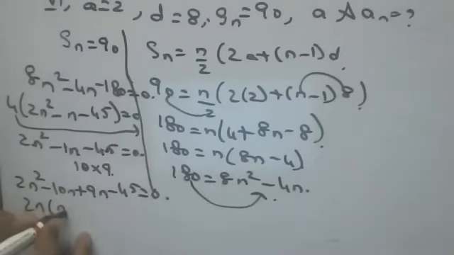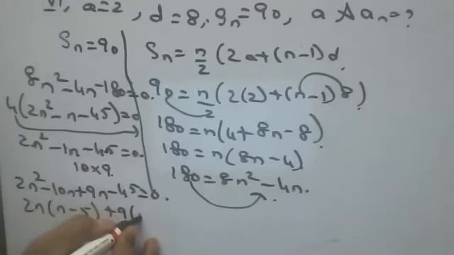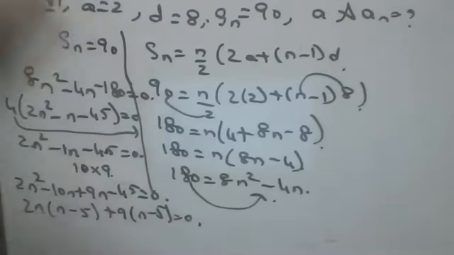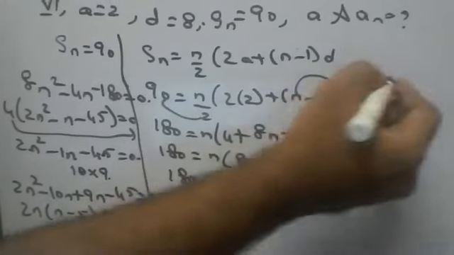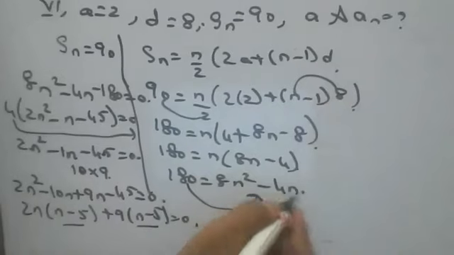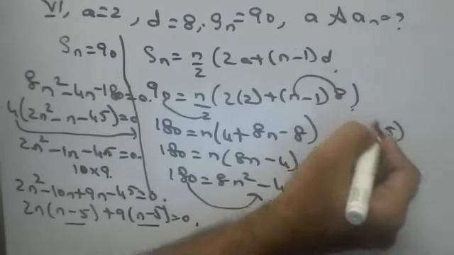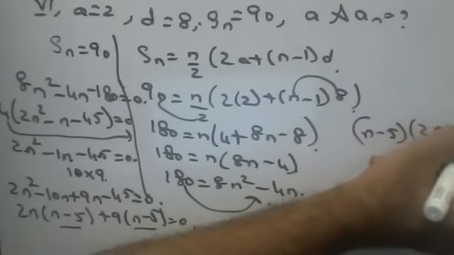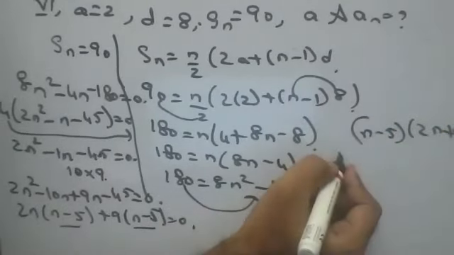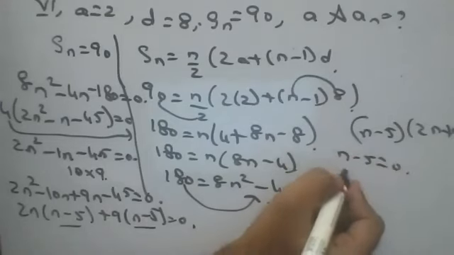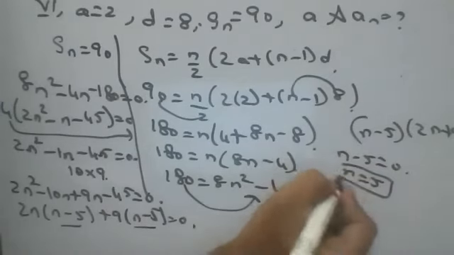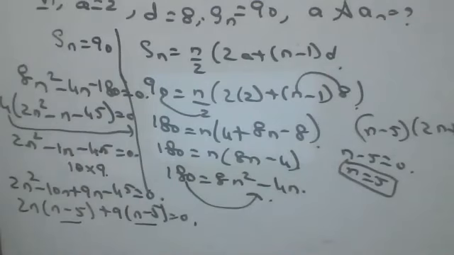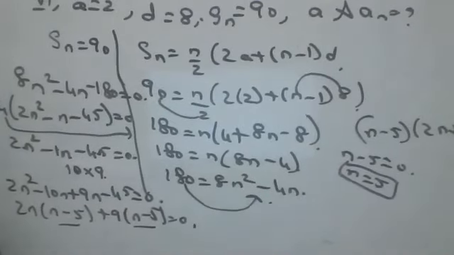2n common, n minus 5. Okay, very good. So n minus 5 you take common, children. Here I am taking n minus 5 common. What is left over? 2n plus 9. 2n plus 9 is equal to 0, or n minus 5 is equal to 0. So n is equal to 5. n is equal to 5.